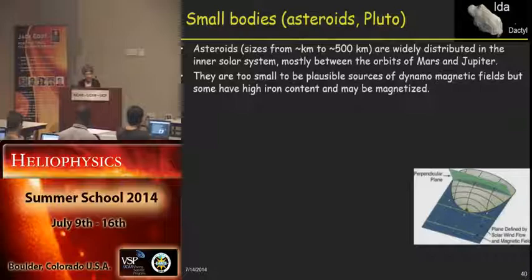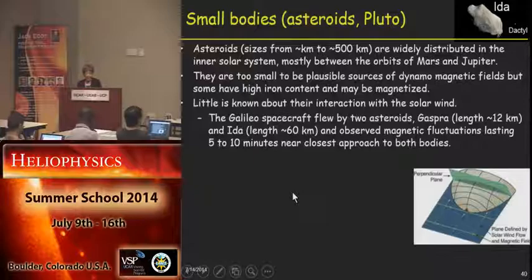So we have many different kinds of asteroids, and some of them have very high iron content, and it's not impossible that they're magnetized. So we really know very little about their interaction with the solar wind. There have been a limited number of spacecraft with magnetometers that have gone by asteroids. Galileo flew by Gaspra, which was 12 kilometers in length, and Ida, 60 kilometers. And observed magnetic fluctuations that lasted a few minutes near closest approach to both bodies.